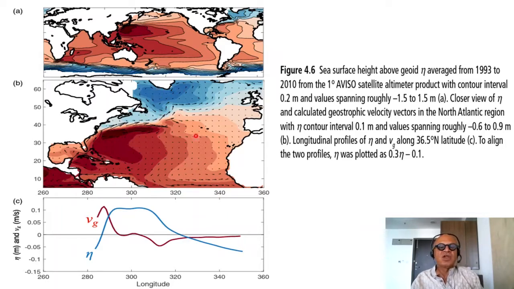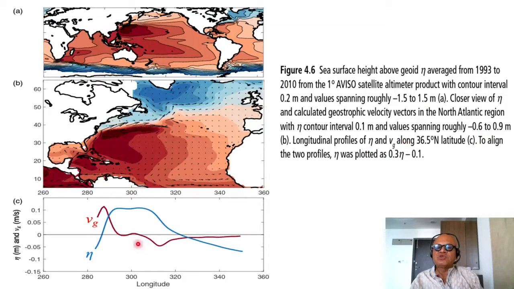So you have clockwise flow here and counterclockwise flow here. If you use your Coriolis, it is pushed to the right of the direction of motion, so you have converging waters into the middle here, and you have diverging waters out of the middle here. So spanning roughly minus 0.6 to minus 0.9 meters here.